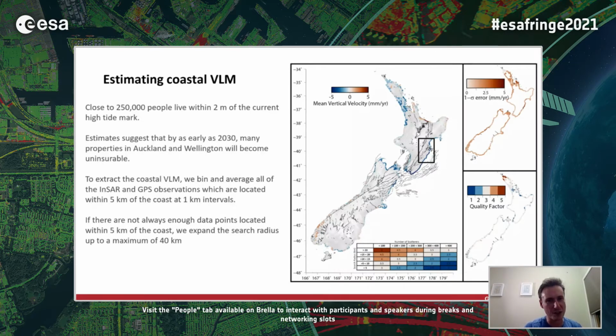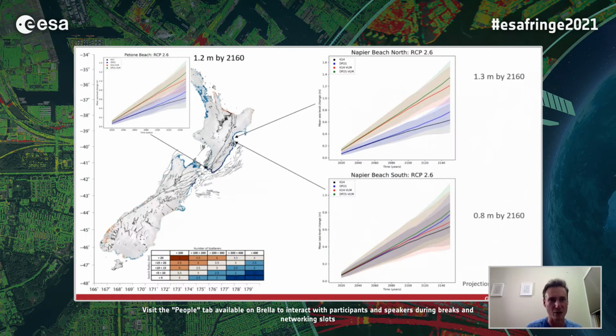Does it make a difference? So it does. Greg Garner in the US has been running these recent sea level rise predictions, and it definitely does make a difference. For these three particular cases, Petone Beach, which is basically in Wellington, you can see there's a good 50 or 60 centimeters of additional sea level rise associated with this long-term subsidence.